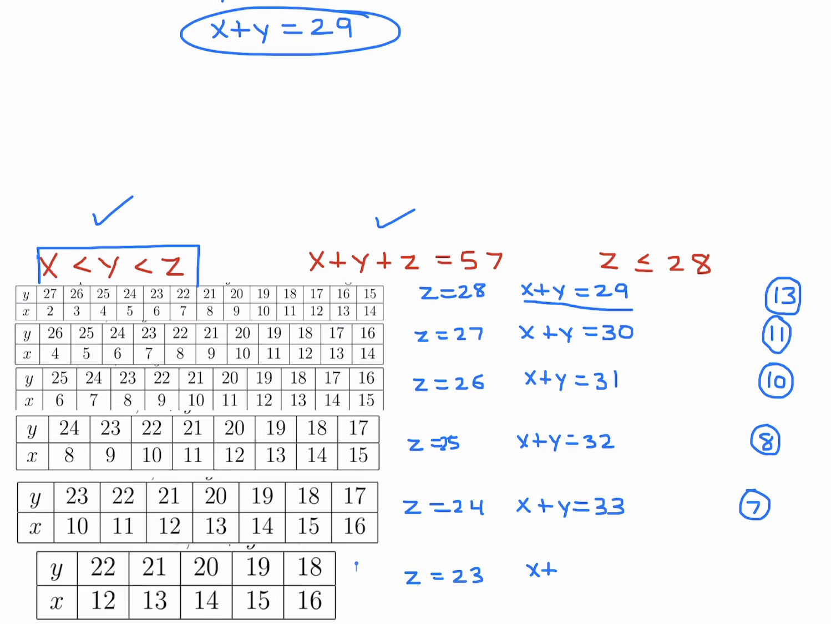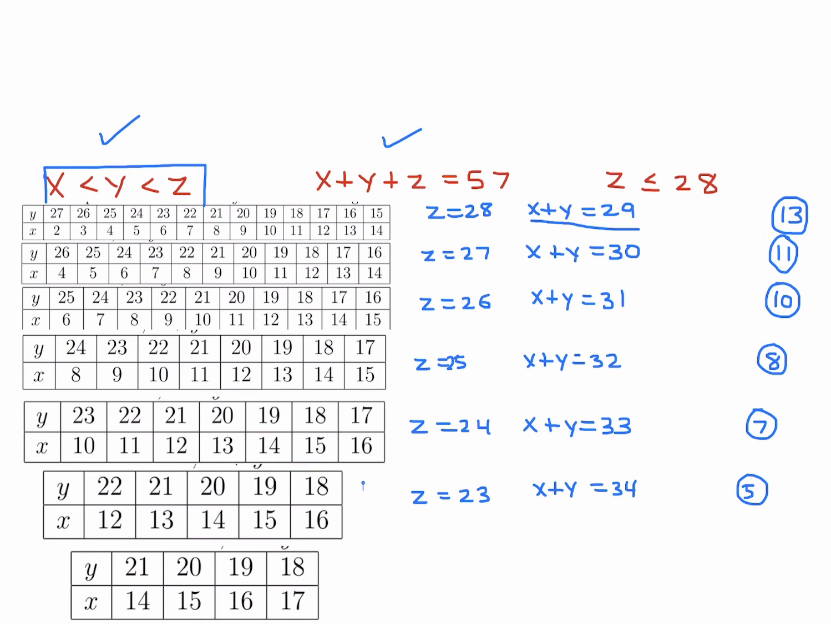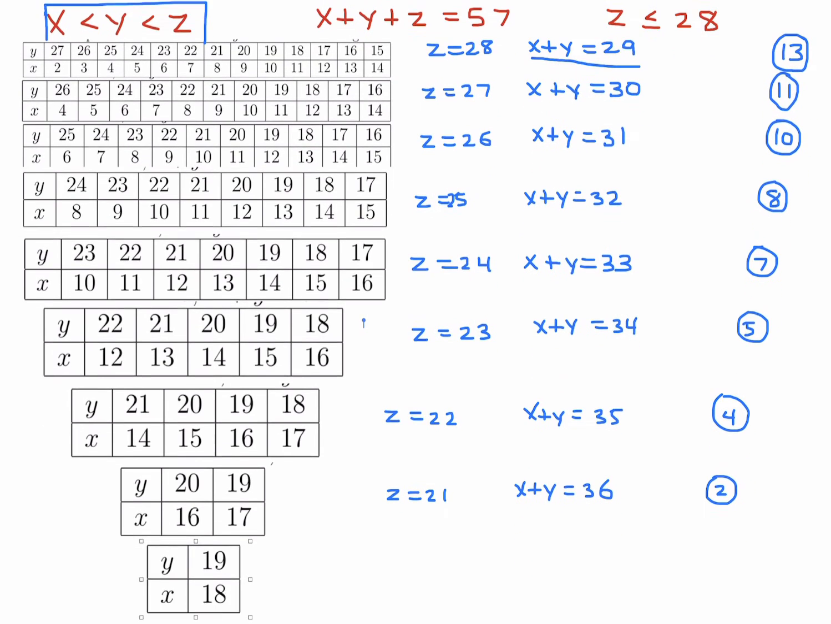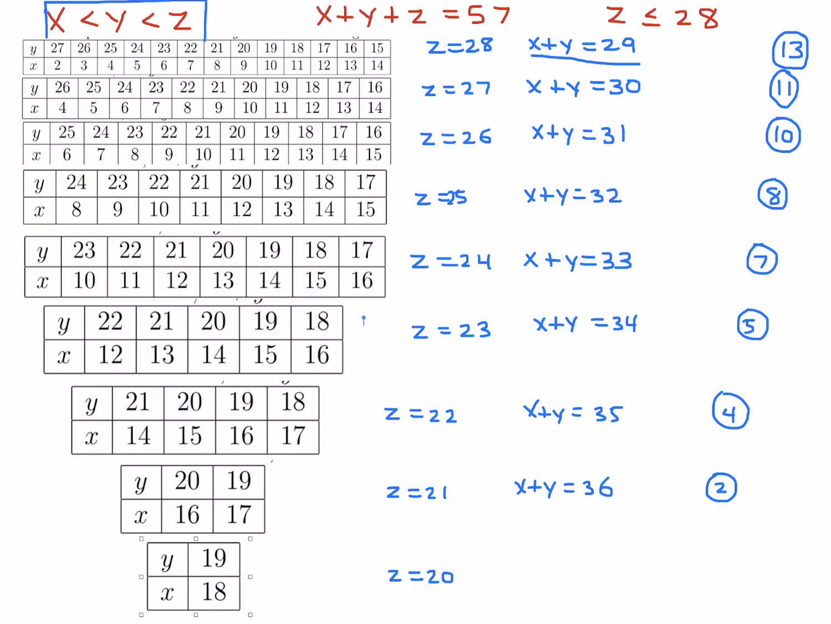When z is 23, x plus y is 34. And again, you make that table, and you get 5. If you go down to z equals 22, you get x plus y is 35, and now you have only 4. When z is 21, you get x plus y is equal to 36, right? Yeah, 36. And there's only 2 in this table this time. And the last one, interestingly, is with z is 20, x plus y is 37, and you only have 1.